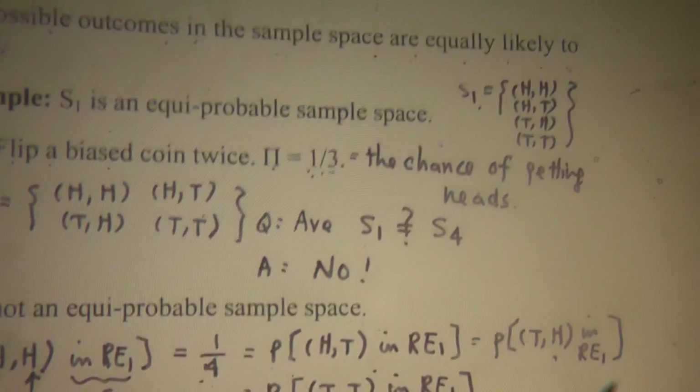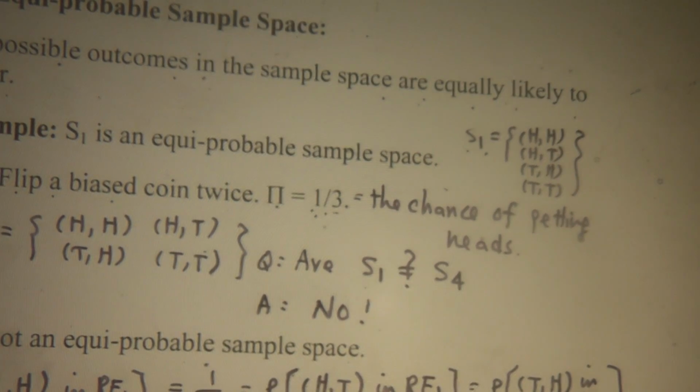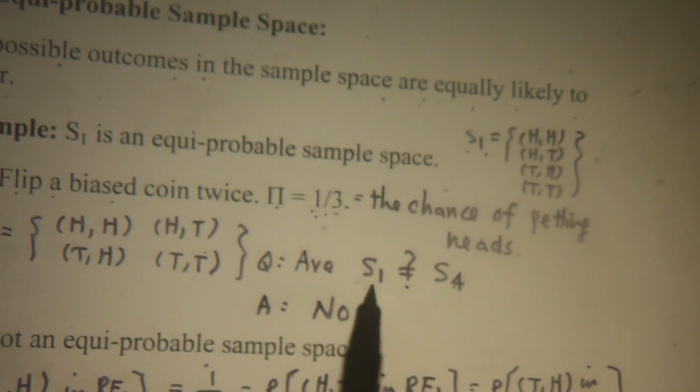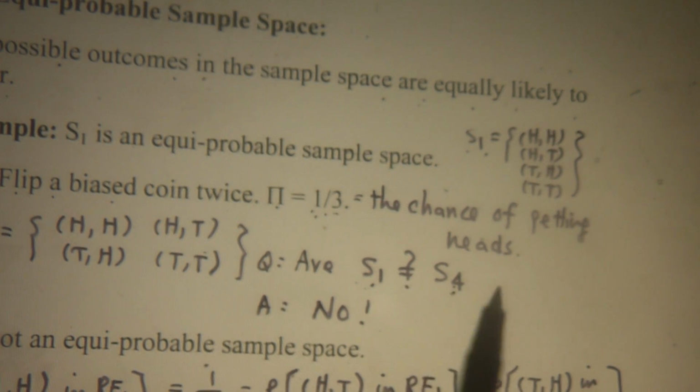So, S1 and S4, they just look alike, but they are not the same. Okay? S1 is an equiprobable sample space, but S4 is not an equiprobable sample space.